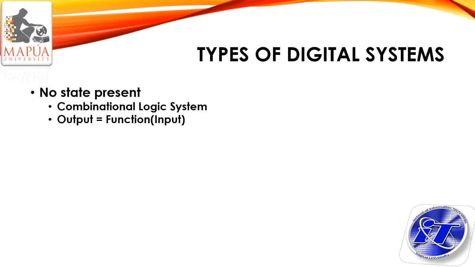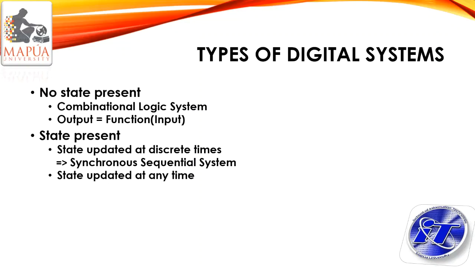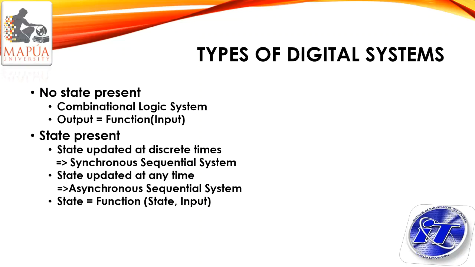And second type of digital system is state present. Now we're going to consider what is the current state of our system. So we have two types of state present. We have synchronous sequential system, wherein time is a factor to determine what will be the output. While for asynchronous, it will just be based on the input and the current state of the system. Okay, so that will identify the output.